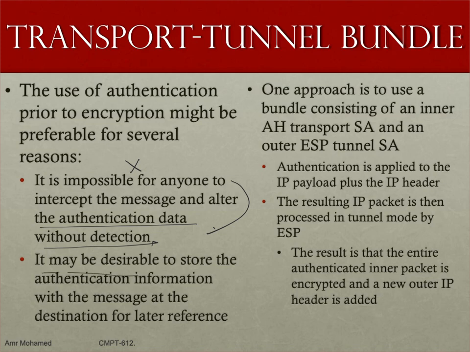This one: it may be desirable to store authentication information with the message at the destination for later reference. That's very strange. The idea here is that when you receive a message, you decrypt it, and then you authenticate the message. Then you store the message with the MAC. You sort of cache it. So if you receive the same message again, it simplifies the authentication because you have authenticated this message before.